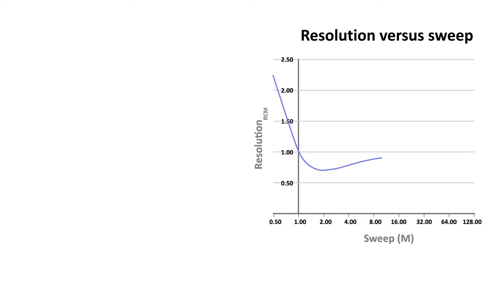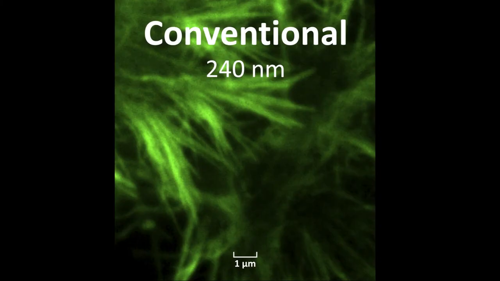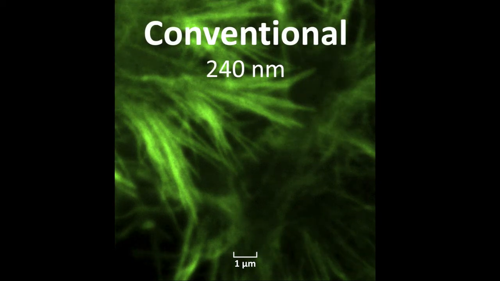We also analyzed larger sweeps and found that the double sweep improves the resolution best. This formula describes the relation between the length of the sweep and the image resolution. It clearly shows that the sweep larger than double does not improve the resolution. This is the invention behind the RCM. By using the RCM, the resolution of the fluorescent sample is upgraded to 170 nanometer, while a conventional confocal microscope resolves only 240 nanometer.